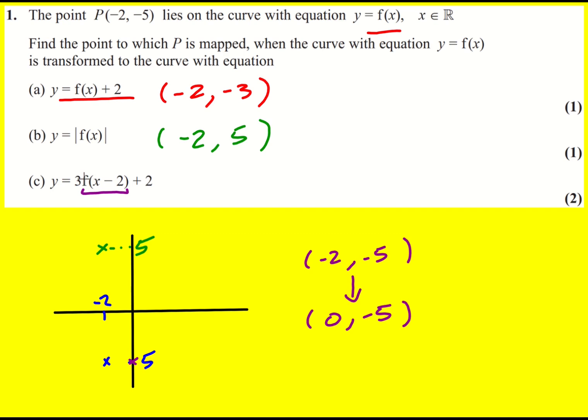Then I'm going to multiply by 3. That's going to be a stretch. So that should be a minus there. So a stretch by factor 3 will actually give me 0, minus 15. Again, the x value stays the same because it's a stretch in y. And then finally, we're going to add 2, which is a bit like what we had up here. We're going to add 2 to the y value, which is going to leave us with 0, minus 13.